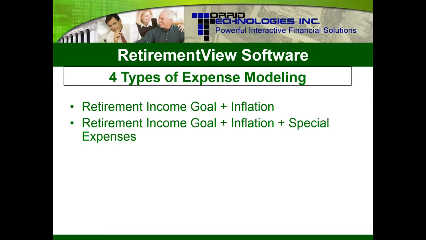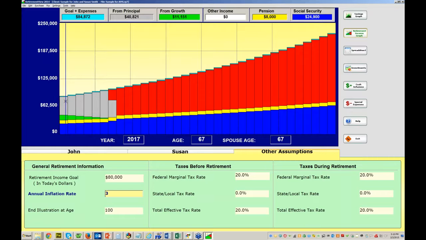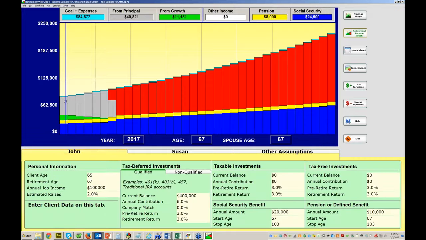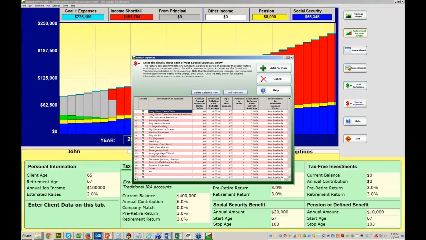And the next option is retirement income goal plus inflation plus special expenses. Okay, so what are special expenses? Let's go back to our software. We're in the same plan here. Actually, I'm just going to save what we've been doing. There's a button on the right called Special Expenses. Let's click on it. And on here you can add special expenses. You can enter any lump sum expense or series of expenses that occur either before retirement or during retirement.